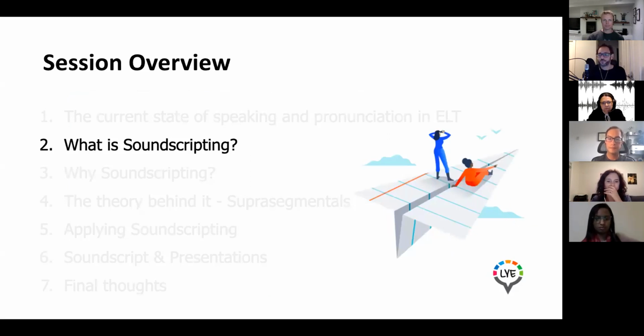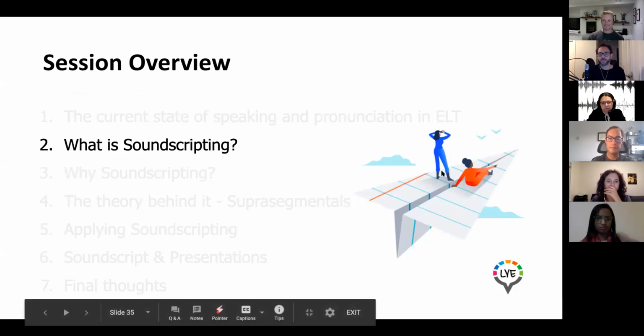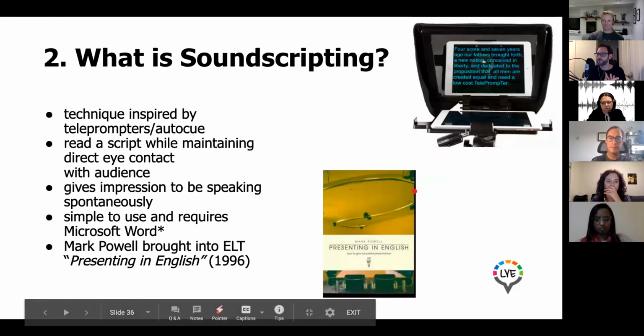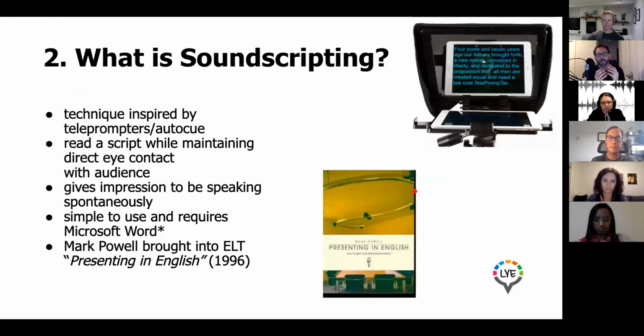So what is soundscripting? It's a good question. Soundscripting, to those of you who are not familiar, is basically a technique that has been inspired by teleprompters and autocue, which basically allows presenters to read a script while maintaining direct eye contact with the audience. And because the speaker is never looking down to check on their written notes, he or she gives the appearance that they're actually speaking spontaneously. What is good about this technique is that it doesn't really require much apart from a Microsoft Word document. And even that isn't really a requirement.